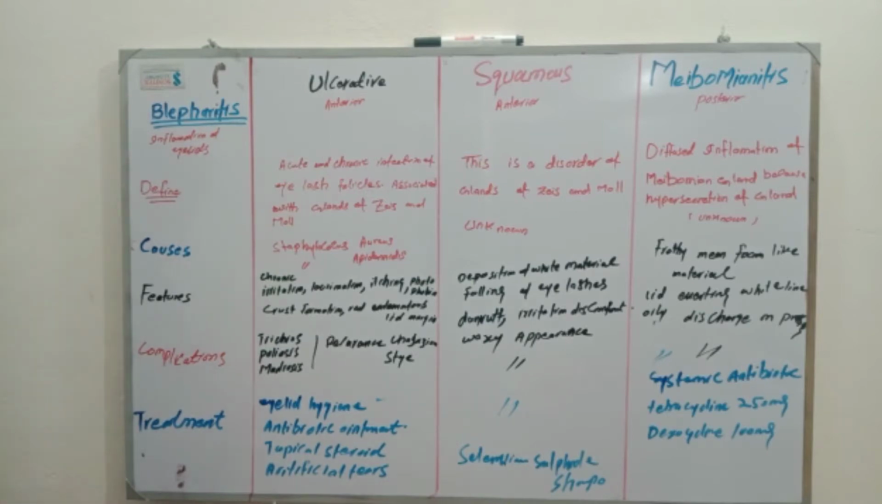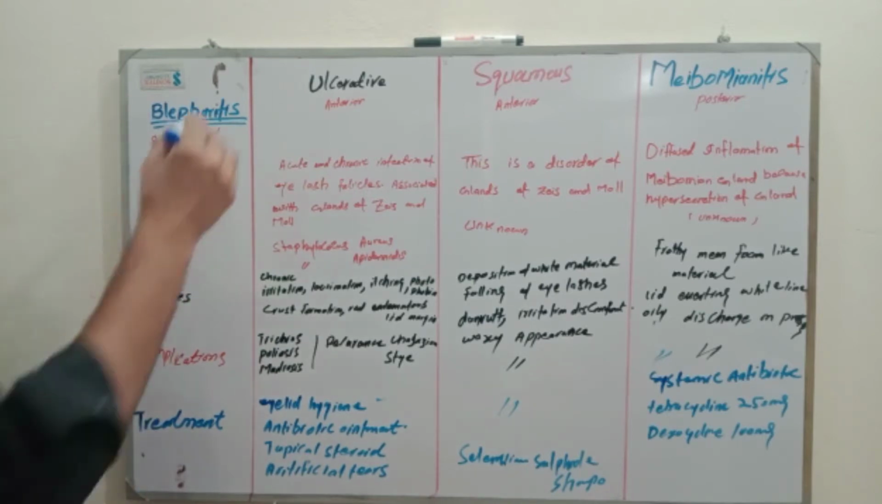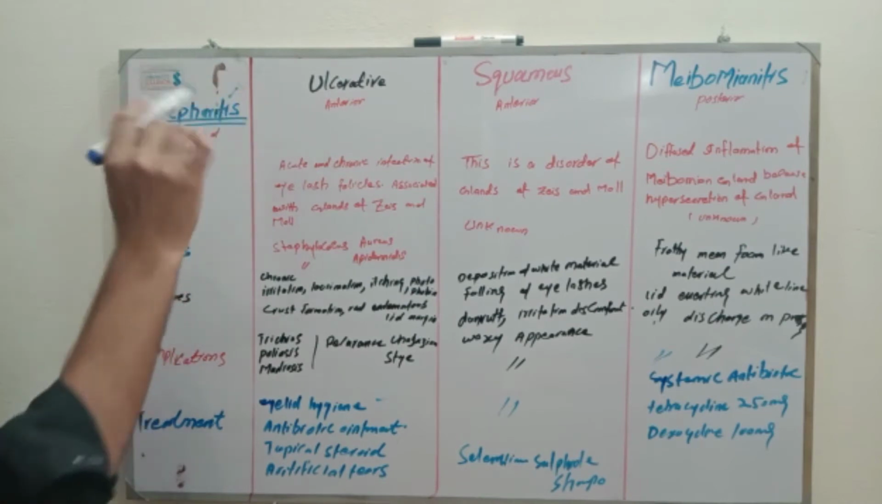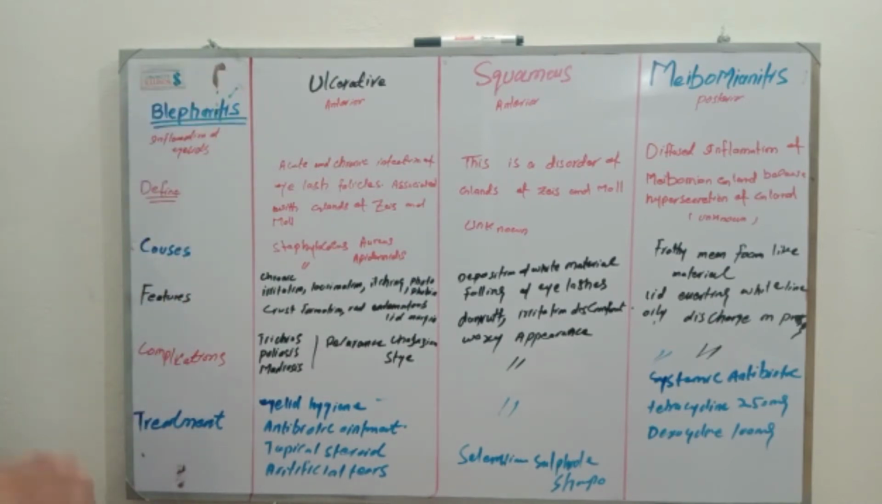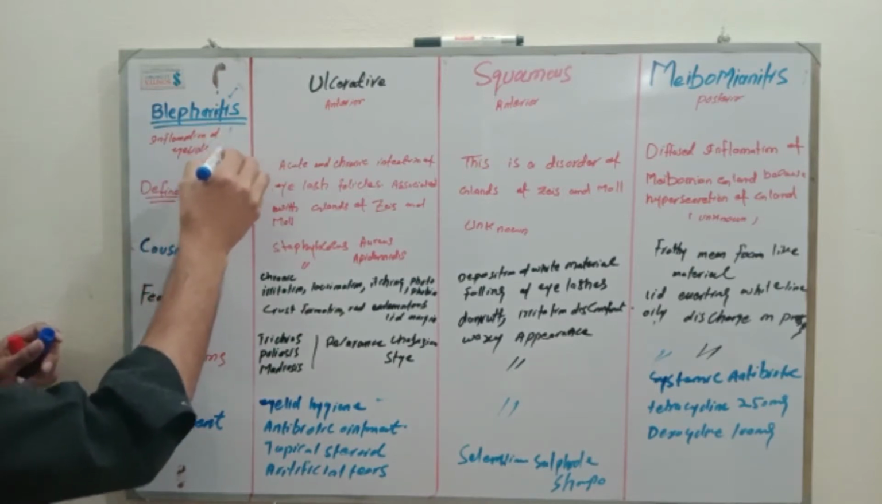You know at the end of this word there is "itis", thus it means inflammation. Here we can say inflammation of eyelid. Now we will explain the types of blepharitis. There are two types of blepharitis.